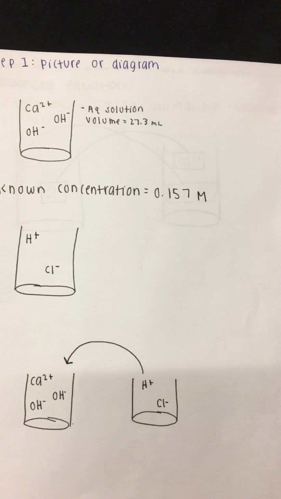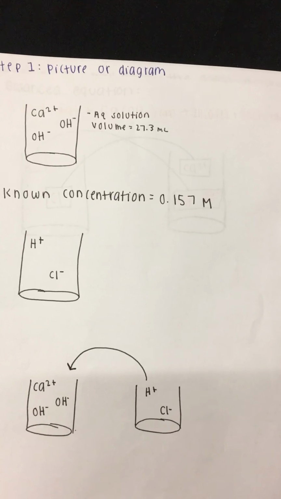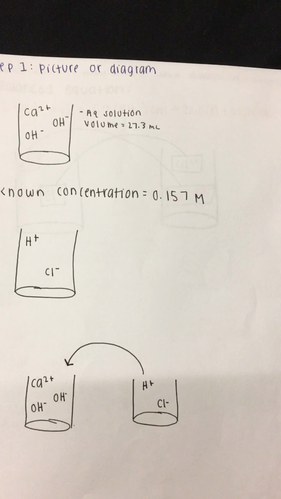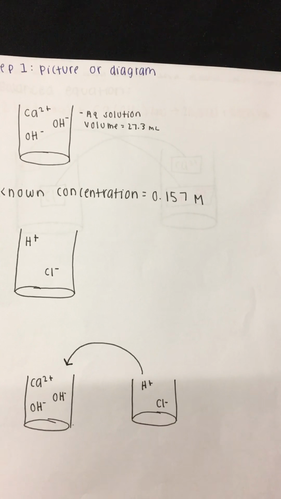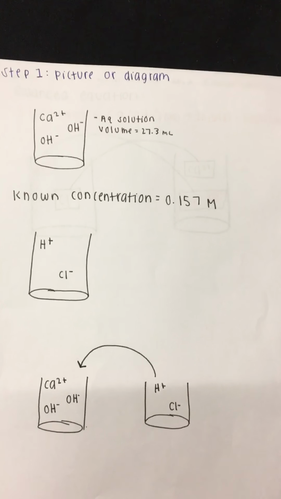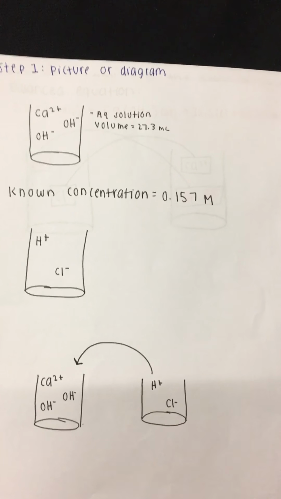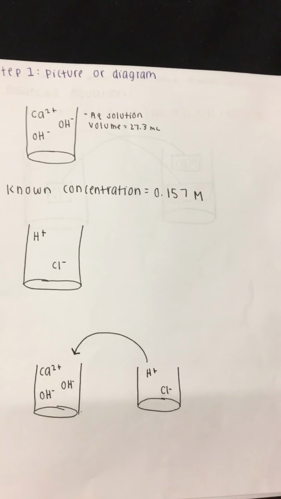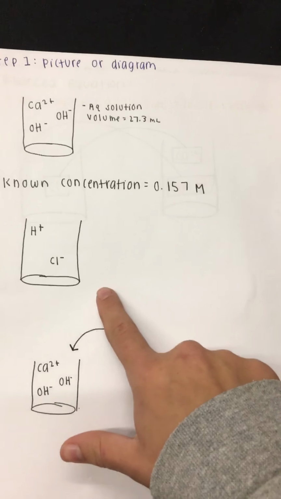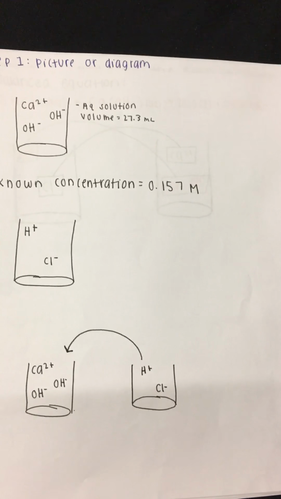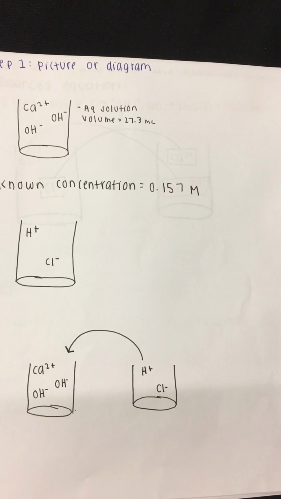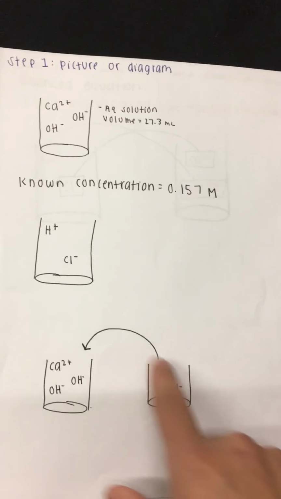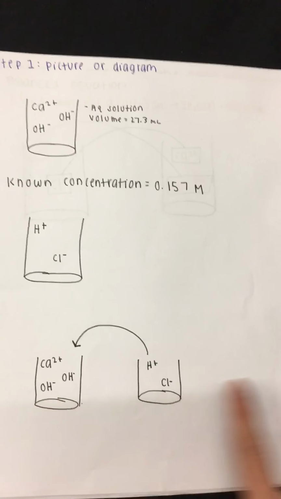Calcium hydroxide comes apart completely into ions because it is a strong electrolyte. There is 1 mole of calcium for every 2 moles of hydroxide. We are going to add 75 milliliters of hydrochloric acid with an unknown concentration to the solution. So now we will draw an aqueous solution of HCl. HCl is a strong electrolyte, which means it truly dissociates in water. We are going to take the hydrochloric acid solution and pour it into the calcium hydroxide solution.